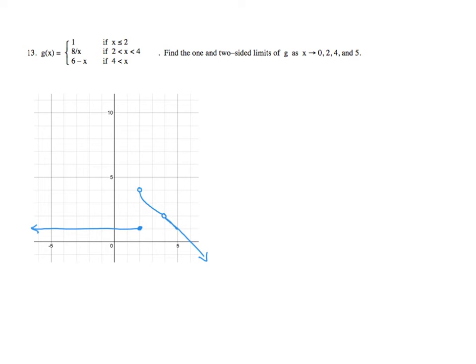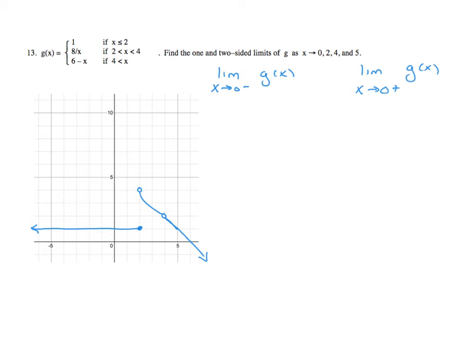Let's look at x equals 0 first. So that is, if we're thinking about one-sided limits, I want to know the limit as x approaches 0 from the left of g of x, and also, what is the limit as x approaches 0 from the right of this function? If those two limits are the same, then we can say there is a two-sided limit equal to that one value. Okay, if we're focusing on 0, that means we're looking right here.